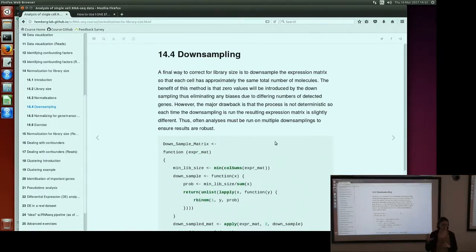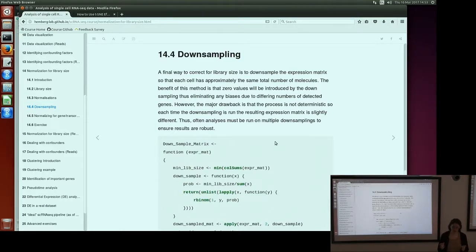Because before, when we're just dividing, if you have a non-zero, after you divide by some normalization factor, you'll still have a non-zero value. Whereas if you do have a 0, you'll still have a 0. Whereas with downsampling, some of those non-zero values will be turned into zeros appropriately.